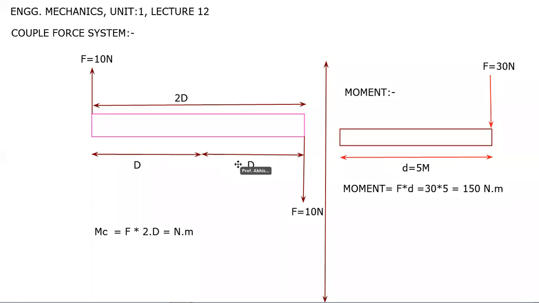Moment causes the deflection in the object, while the couple force system, or moment by the couple force system, causes the rotation of the object, right? Now there is one more term, that is the torque. What is the difference between this torque and moment? That is also important.